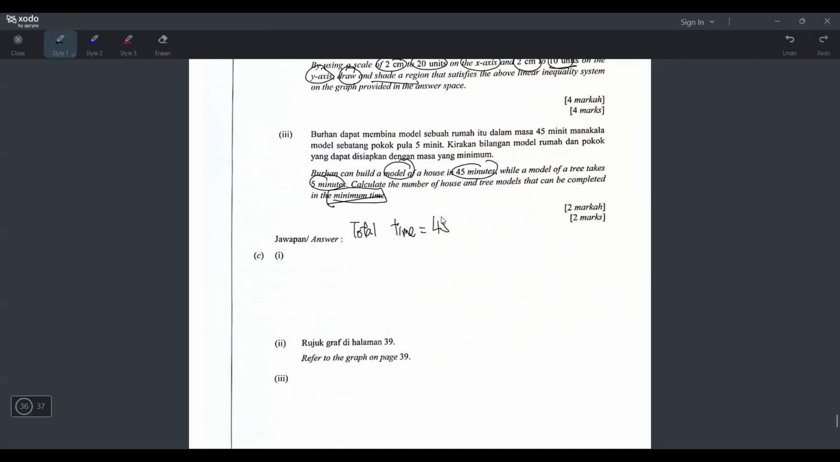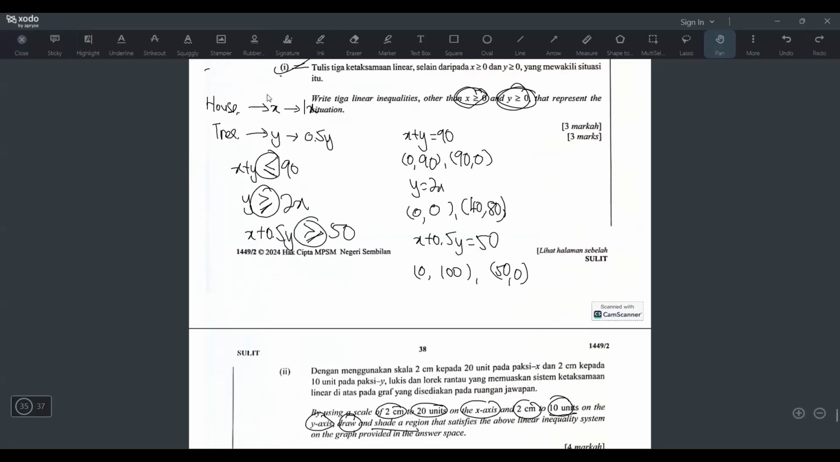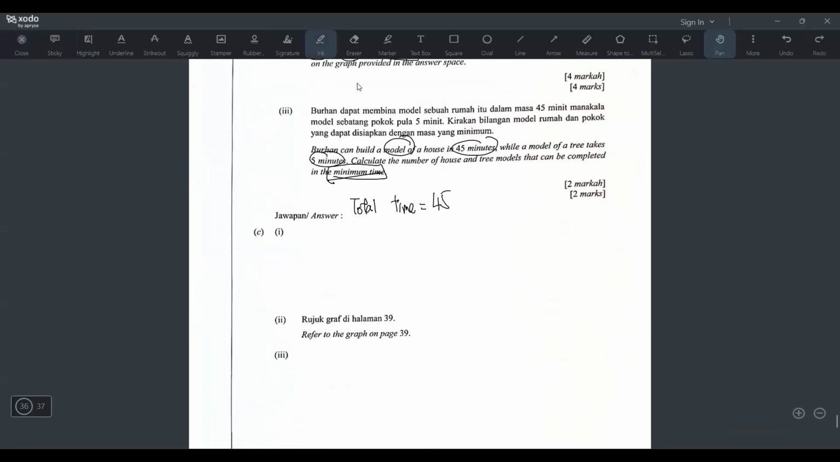It will be 45 for one model house, right? But if there's x amount of model house, then the total time is 45x already, in minutes. This is the total time in minutes, and then plus 5y. Okay, so this is the total time, but they want to find the number of house and tree models if they want to complete in minimum time, right? In minimum time.